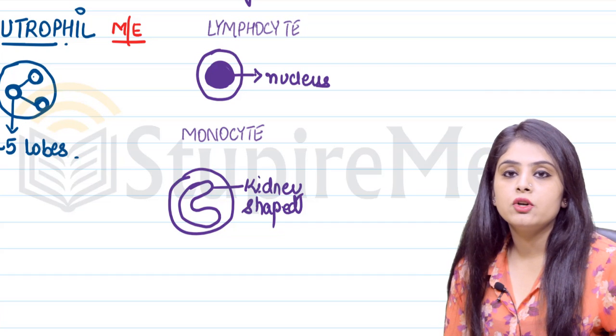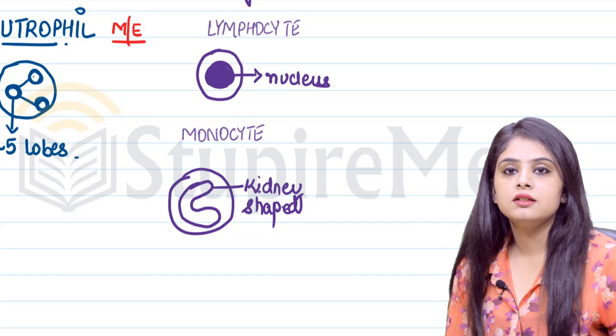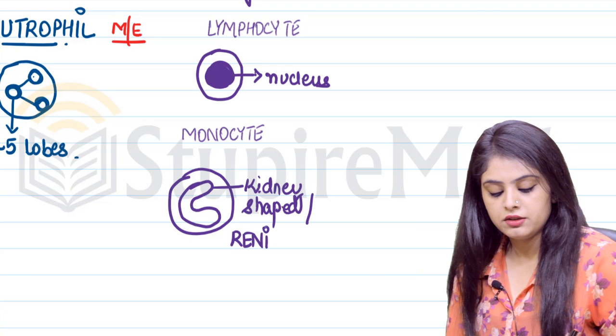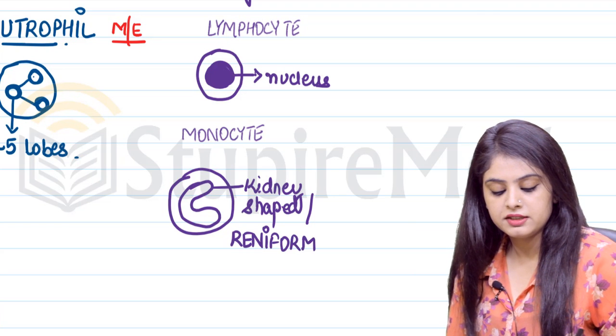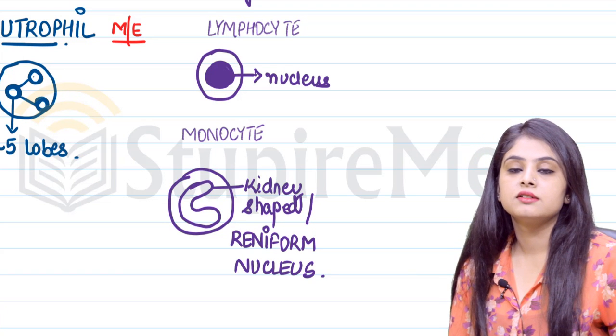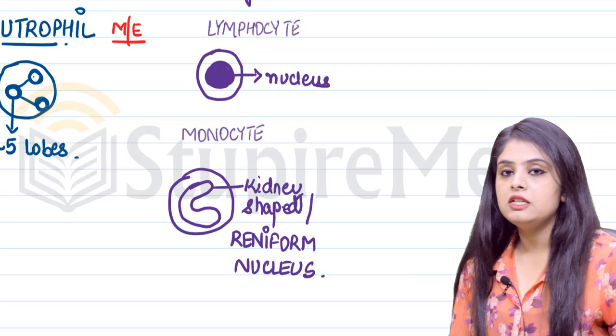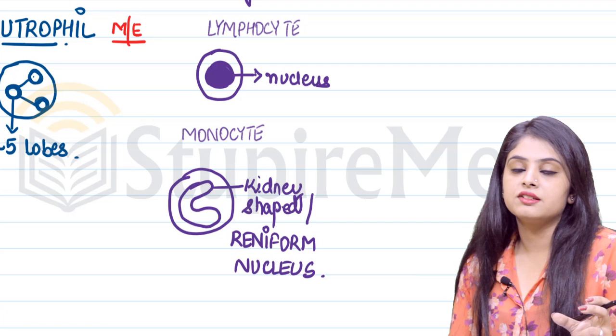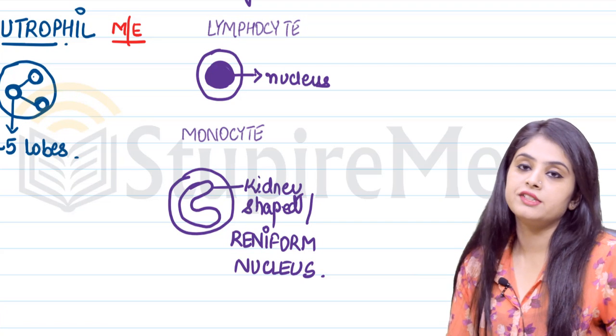A more medical terminology for kidney would be renal. So the kidney-shaped nucleus can also be known as the reniform nucleus. Kidney-shaped, bean-shaped, reniform. As soon as you see this nuclear characteristic, we are talking about a monocyte.